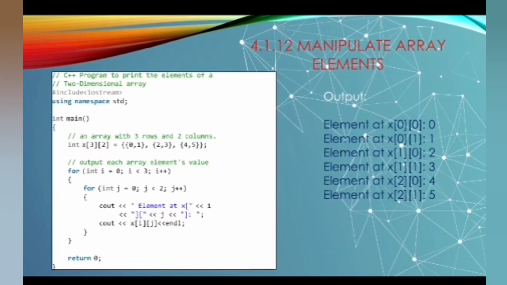Okay. Last, manipulate array elements. The example for manipulating array elements: put using namespace std, in main, an array with 3 rows and 2 columns, output each array element value, and lastly put return 0.